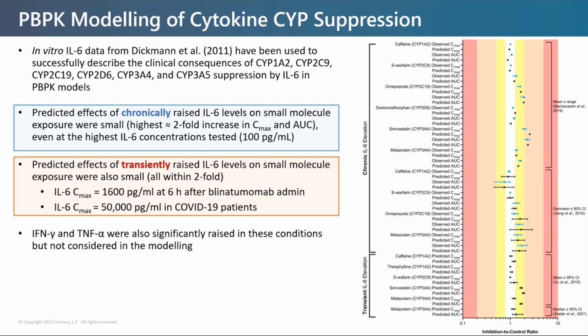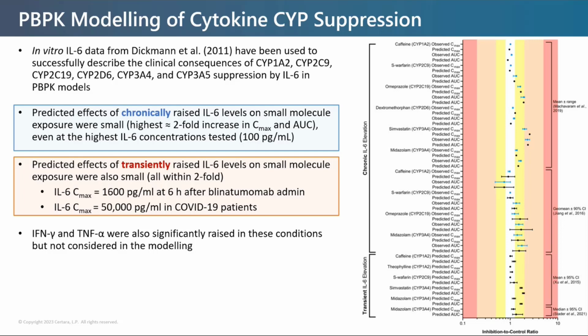Okay. So here I'm showing some of the PBPK modeling examples in the literature, and data for the in vitro suppression of CYP activity or mRNA from that Dickmann study I mentioned earlier have been used to successfully describe the clinical consequences of CYP suppression by IL-6 in PBPK models. The font is kind of small here because the figure is very big, but you can look at it in our paper. It's really a summary of observed and simulated effects of chronic and transient IL-6 elevation using PBPK modeling.